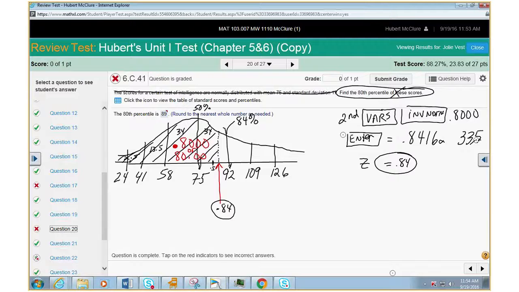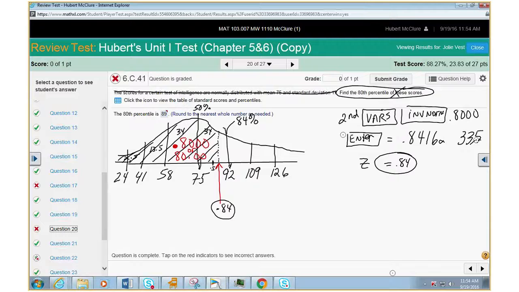That's what they're asking. Right now, the scores are between 75 and 92. 92, if you made a 98, would you be above the 84th percentile or below the 84th percentile? Above it. 98 would be right in here. They're wanting to know the score that represents the 80th percentile. Right now, we've got a z-score.